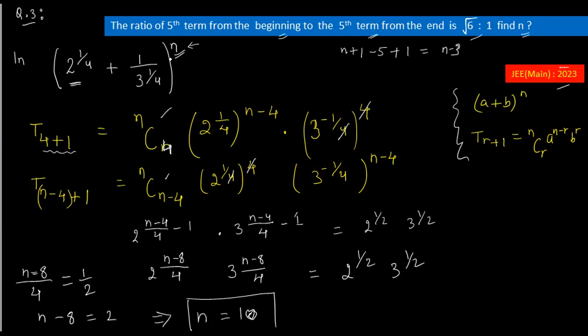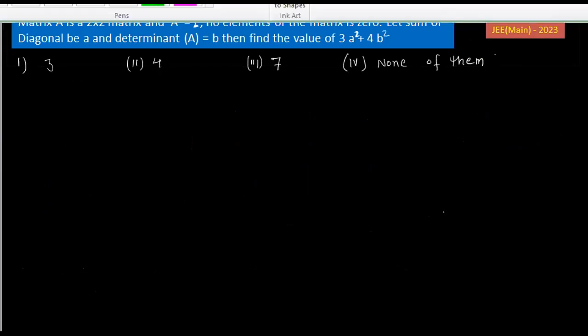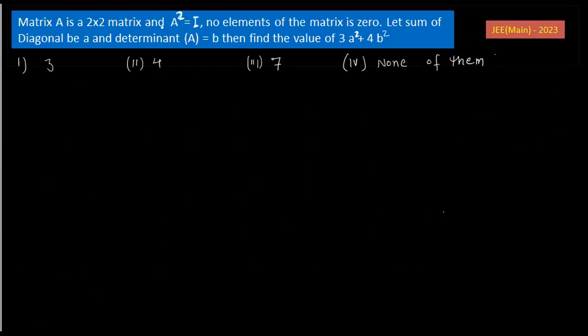Okay, let us do the next question. Our next question is from matrices. The question is: A is a 2 cross 2 matrix such that A squared equals the identity matrix and no element of this matrix is 0. The sum of the diagonal, here diagonal means principal diagonal, remember, is a, and the determinant is small b. We have to find the value of this expression.